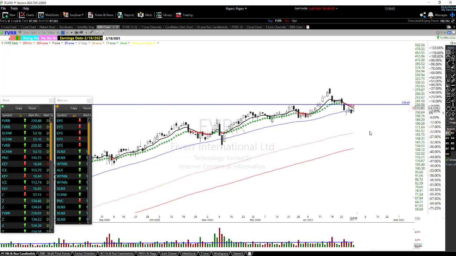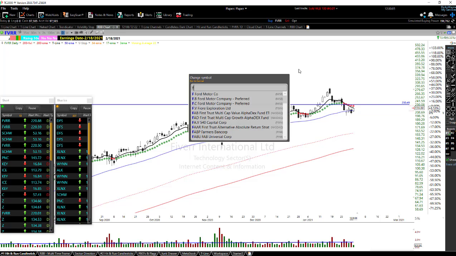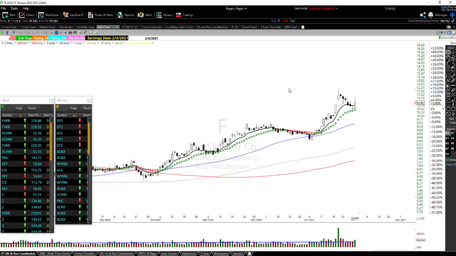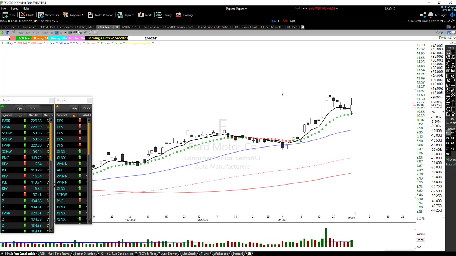Okay, so let me give you an example. Just a few minutes ago, I bought some Ford. I sent out on the app to our members that I bought it, a few minutes ago, right before I came on here.